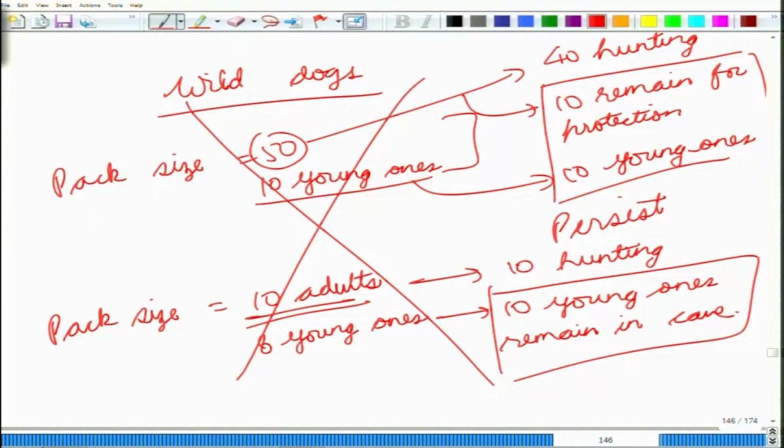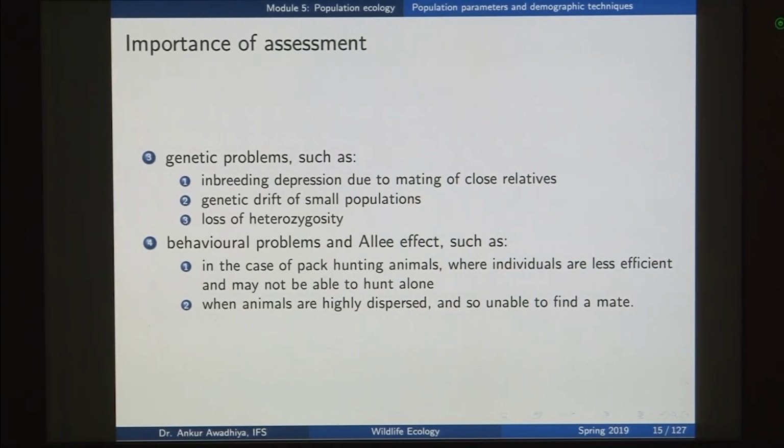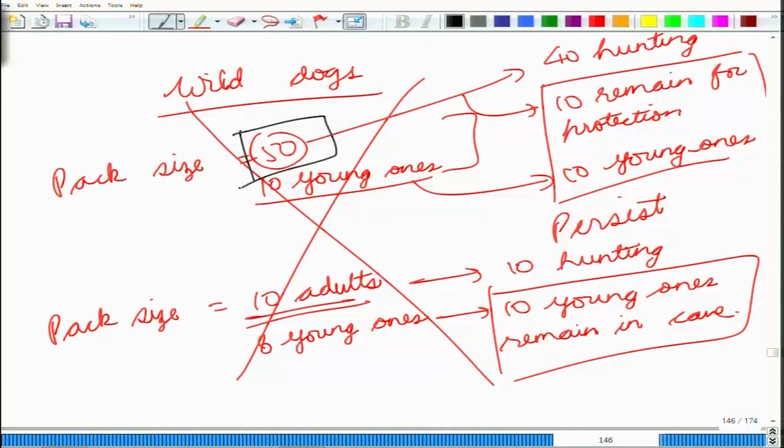So, this is an impact that is known as the Allee effect, in which you have a very small number of organisms that are not able to perform their biological functions properly. So, they are either not able to hunt properly or they are not able to find their mates properly and so on. So, we start seeing behavioral problems and Allee effects. Now, these problems only occur when you have a very small population. If you have 50 individuals, you will not have an Allee effect, but if you have 10 individuals, you will have an Allee effect.